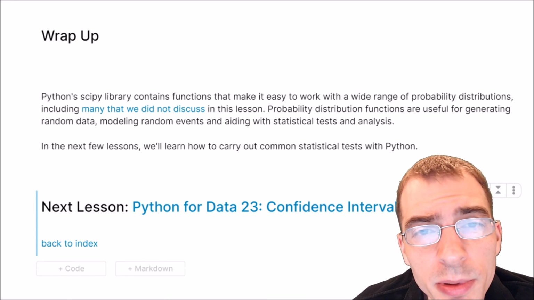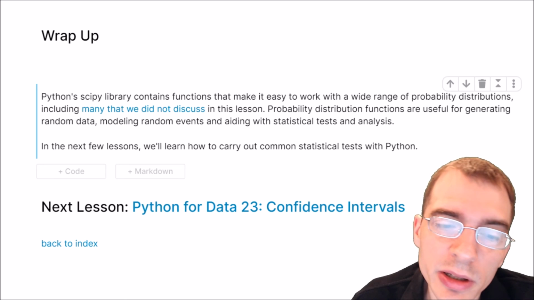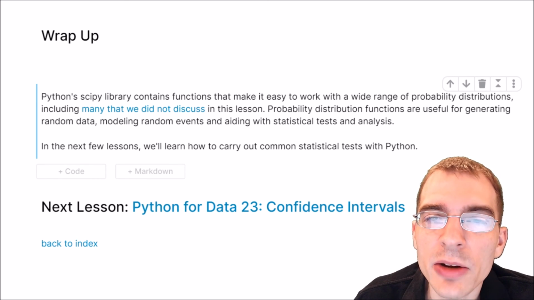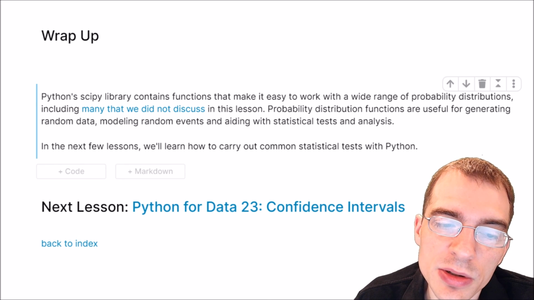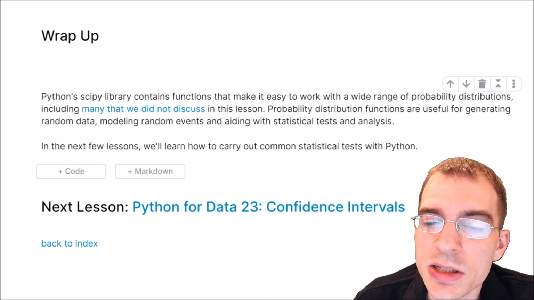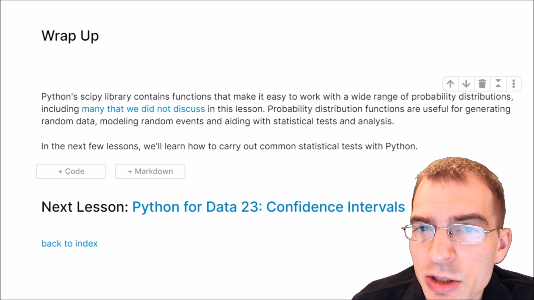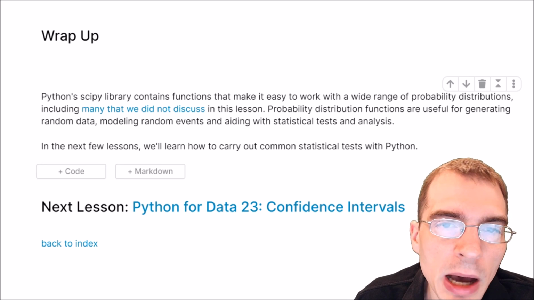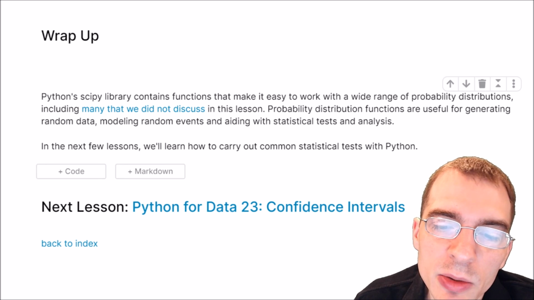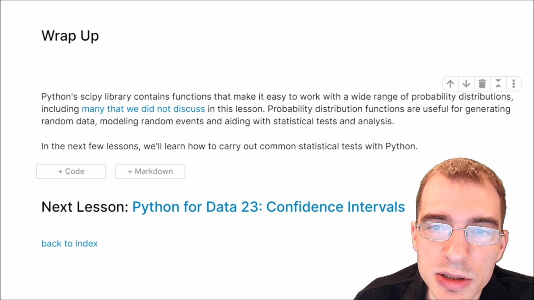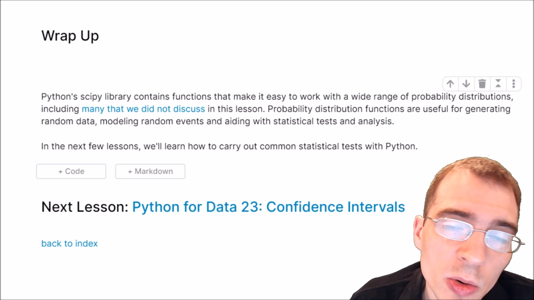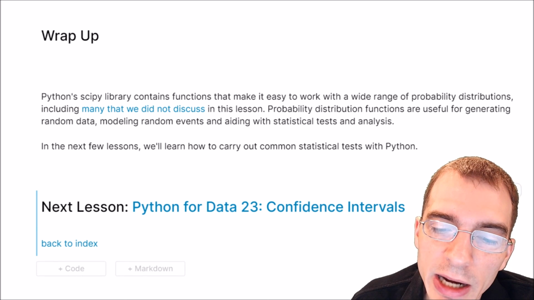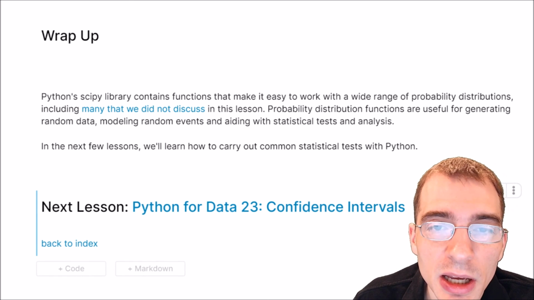So to wrap up, Python's SciPy library contains a variety of functions that make it easy to work with a wide range of probability distributions, including many that we didn't discuss in this lesson. Probability distribution functions are useful for generating random data, modeling random events, and aiding with statistical tests and analyses. In the next few lessons, we're going to learn about how to create confidence intervals and carry out a variety of common statistical tests using Python.